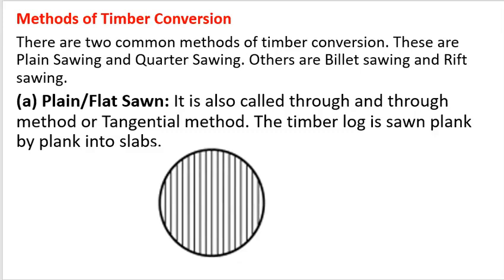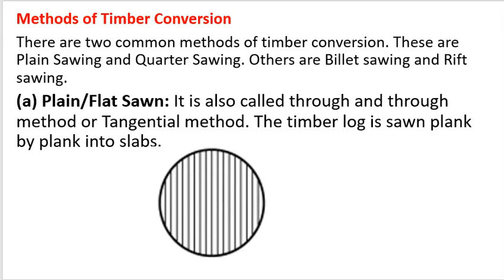Methods of timber conversion, there are 4 types. I made mention of this in the first video on this topic. I said there are two common methods of timber conversion. These are plain sawing and quarter sawing, but there are other two that depend on those two, making four. So, plain flat sawn, the diagram explains it.